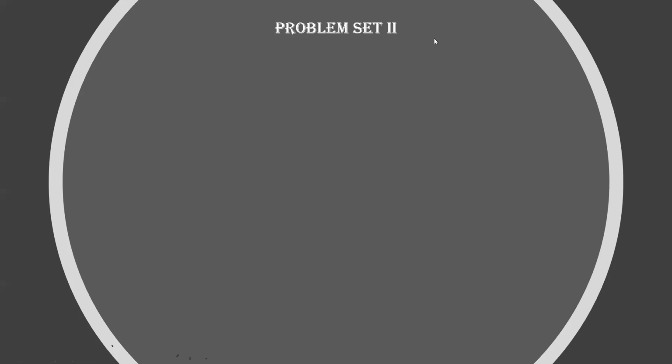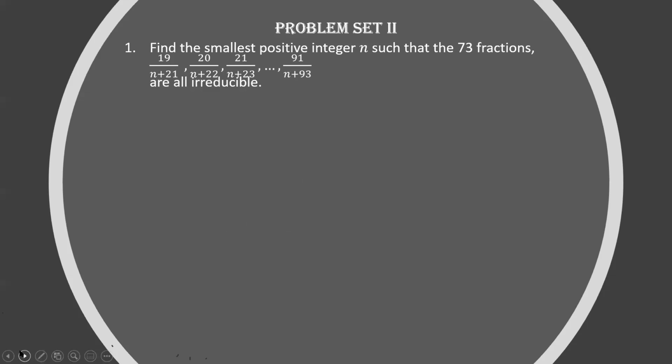There's a problem set which I would like to share. Okay, so this is the first problem. Find the smallest positive integer n such that the 73 fractions 19 over n plus 21, 20 over n plus 22, etc., till 91 over n plus 93 are all irreducible.